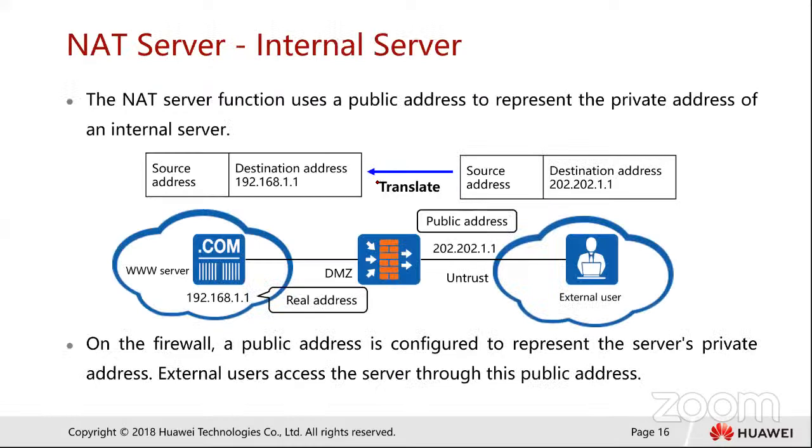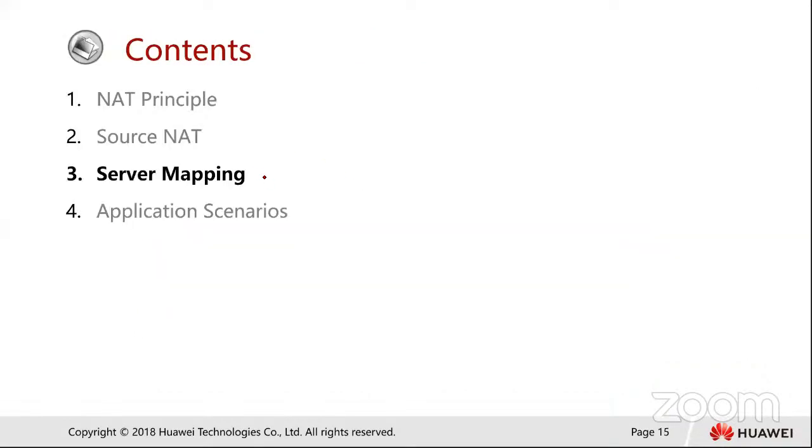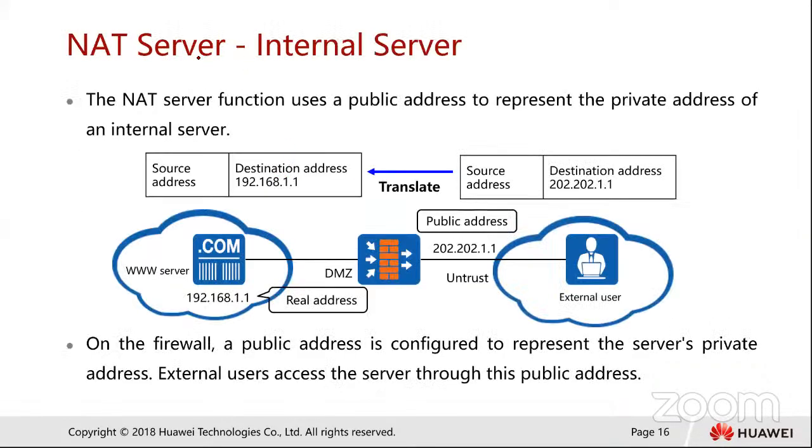So we want to look at server mapping. We looked at server mapping in the previous chapter, the NAT server for an internal server. We have a NAT server function, and it uses a public address to represent the private address of an internal server. So on the firewall, a public address is configured to represent the server's private address, and external users can access the server through public IP addresses.